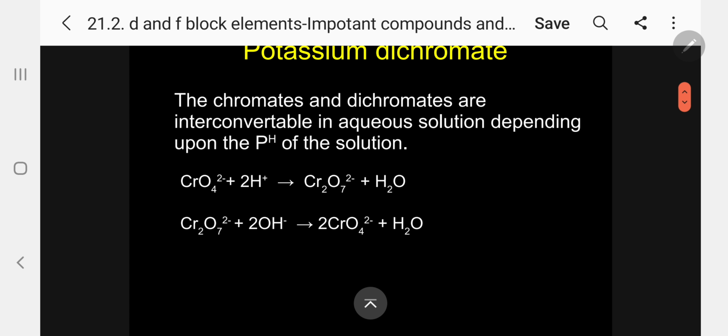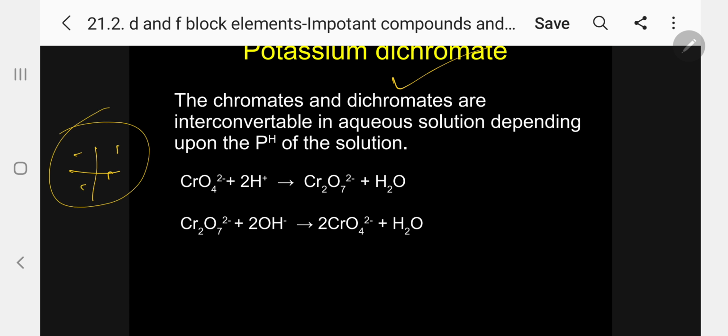The fourth, the chromates and dichromates are interconvertible. This is the most important. Please remember, a question can be asked. Chromates and dichromates are interconvertible in aqueous solution depending upon the pH of the solution. pH means acidic or basic condition. In acid medium, I told you, chromate is converted into dichromate, whereas in basic condition, dichromate is converted into chromate.